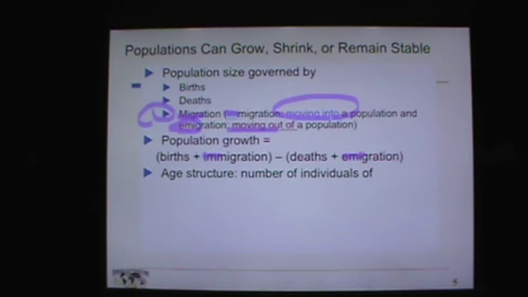Age structure is the number of individuals of reproductive age, which for human beings is about age 14.